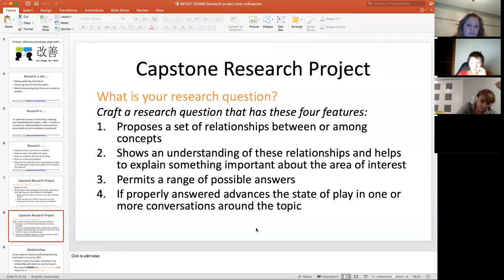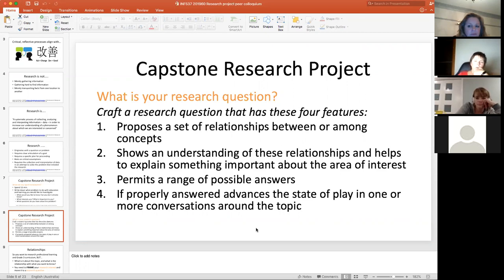Your research question, if you're still crafting it, this may help you. This approach using 4 features. So the research question proposes a set of relationships between or among concepts. It can show an understanding of these relationships and helps to explain something important about the area of interest, permits a range of possible answers, and if properly answered, advances the state of play in one or more conversations around the topic. So that's very wordy.